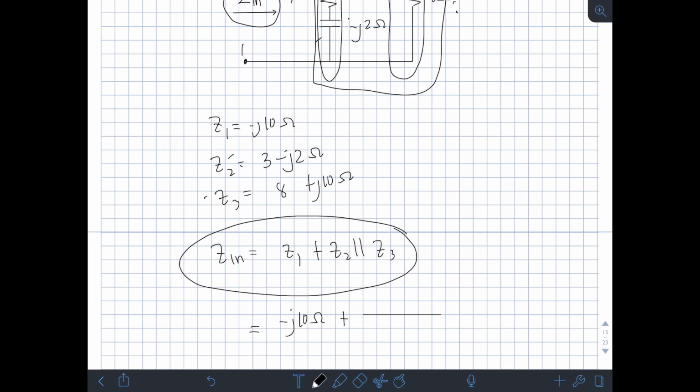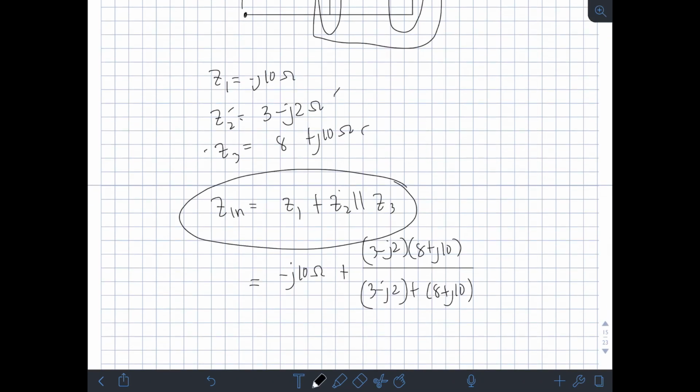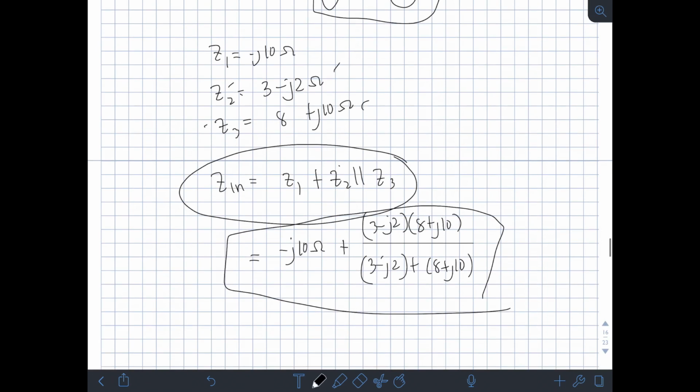So, multiply natin tong Z2 tsaka Z3, 3 minus J2 times 8 plus J10, then divided by their sum. So, 3 minus J2 plus 8 plus J10. Okay? So, ito yung input natin sa calcu para mahanap natin yung Zin. So, dito naman sa AC circuit, it's just a matter of using calculators lang to evaluate the complex number, right? So, input na lang natin sa calcu, then masasolve natin yung final answer.